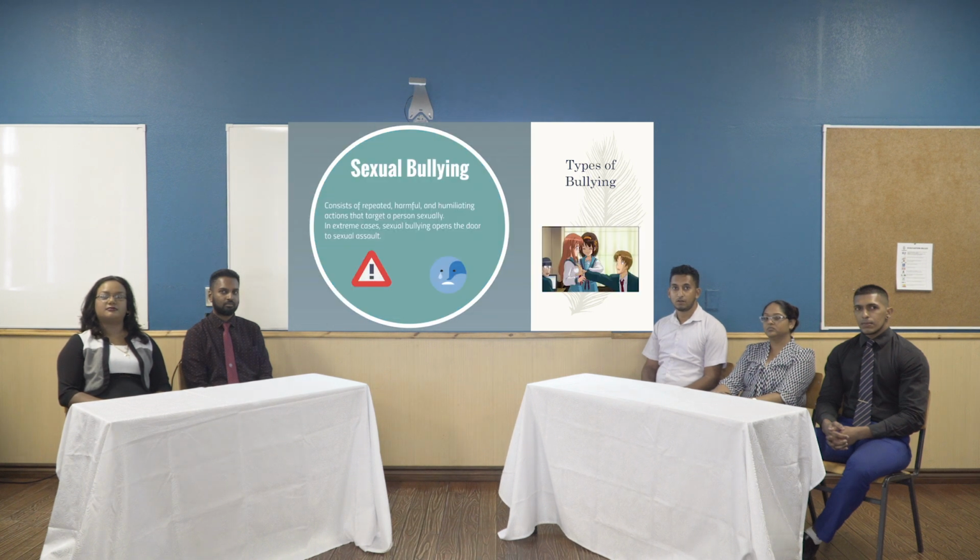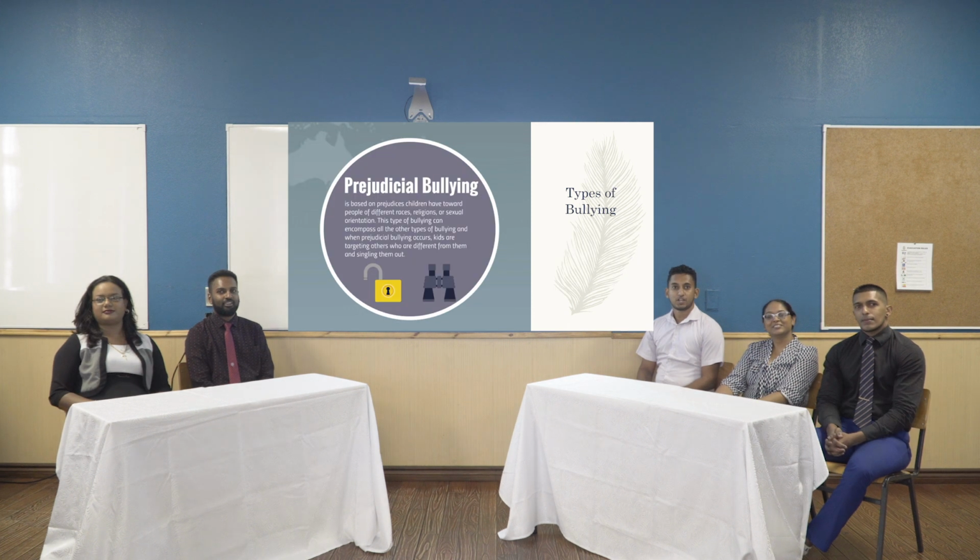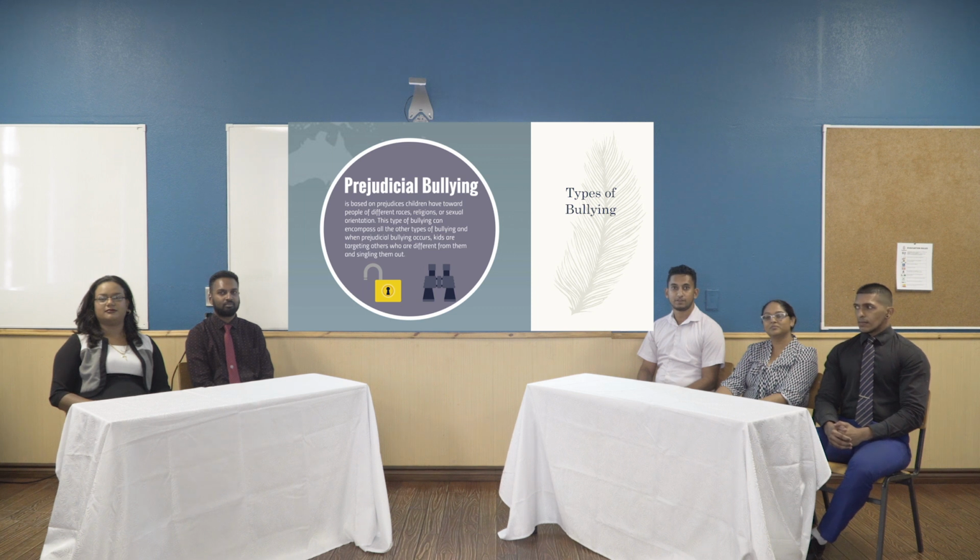Sexual bullying consists of repeated harmful or humiliating actions that target a person sexually. In extreme cases, sexual bullying opens the door for sexual assault. Prejudicial bullying is based on the prejudice children have towards people of different race, religion, or sexual orientation. This type of bullying can encompass all the types of bullying we spoke about before, and it's targeting others who are different from them and singling them out.